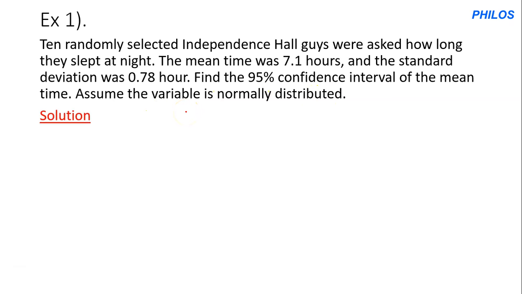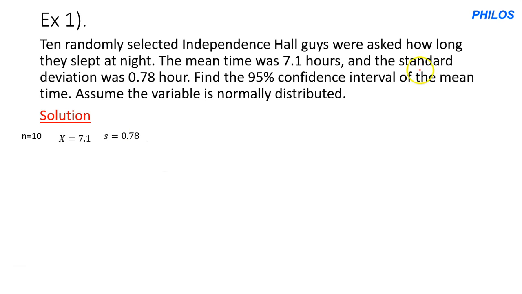So to solve this, when you look at the question, they've given us a sample size of 10. So our n is 10. And then we've been given a mean time of 7.1 hours. So our x bar is 7.1. And then we've been given a standard deviation of 0.78. So the small s is 0.78.